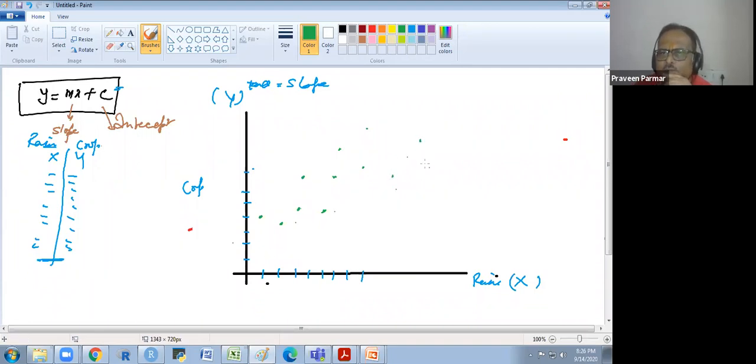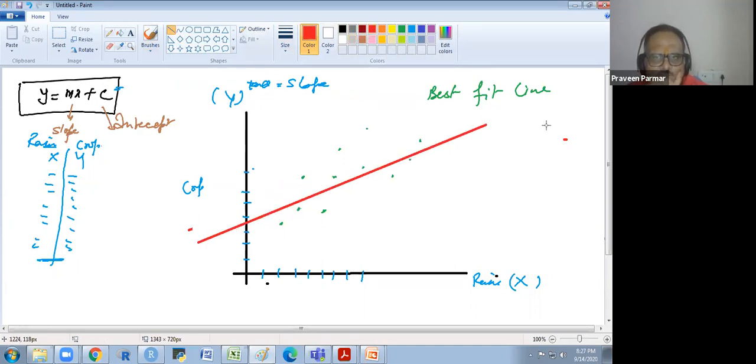We have to draw a line which is the best fit line for the prediction. How do we draw the line? Suppose I draw this line as the best fit line, and this height is my y1. The height is along the y-axis. Hypothetically, this is my y2, this is my y3, this is my y4, and in this way I am getting these.